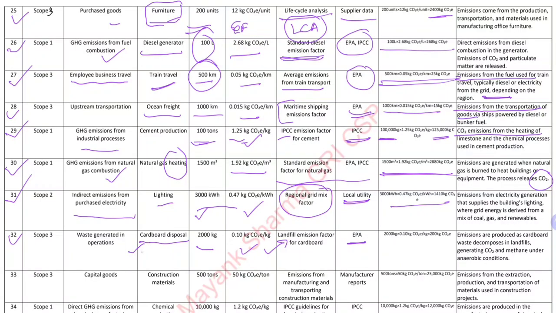Let's say, suppose, as we are sending it to landfill, as an example, so the emission factor source is EPA, multiply the total quantity with the emission factor, then you will get the answer for this. Then emissions are produced as cardboard decomposes in the landfill, generating CO2 and methane under anaerobic conditions. So these contribute to the total emissions related to cardboard disposal.